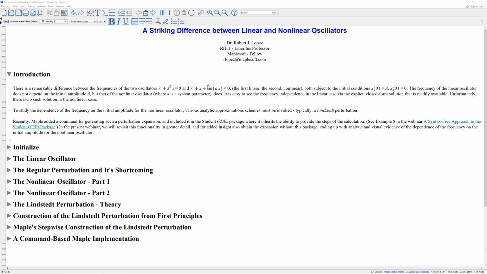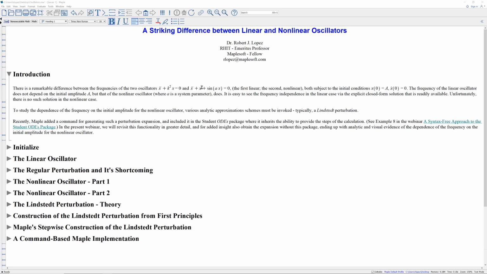You can see the independence in the case of the linear oscillator because you can write down the solution in closed form and you can graph the solution and study it analytically. But for the nonlinear oscillator, there is no closed form solution in general. So to study the dependence of the frequency on the initial amplitude, various analytic approximations are used, and typically a Lindstedt perturbation is used.